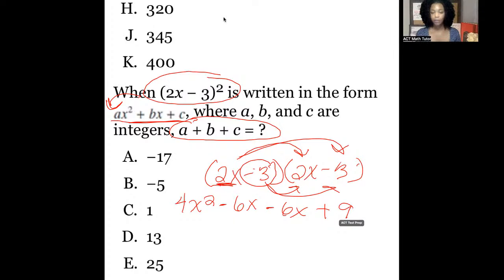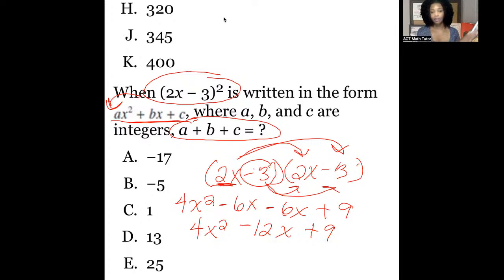Okay. Now we're almost there, but we don't have it in this form yet. It should be 3 terms, a number in front of x squared, a number in front of x, and then a number that's just a constant with no variable, no x attached. So we'll combine the like terms in the middle, the negative 6x and the negative 6x. So 4x squared, and we get negative 12x plus 9. Now it's in the form ax squared plus bx plus c.